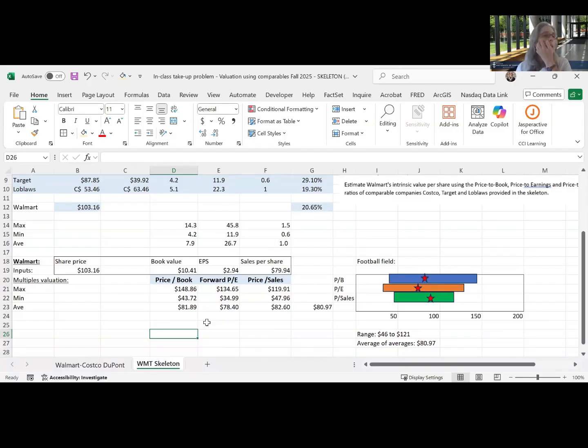So the type of analysis we're doing here is a good quick way to look at potential investment ideas, to say, do I think this thing is undervalued or overvalued? When we looked at Walmart 2 years ago, it was much more interesting.